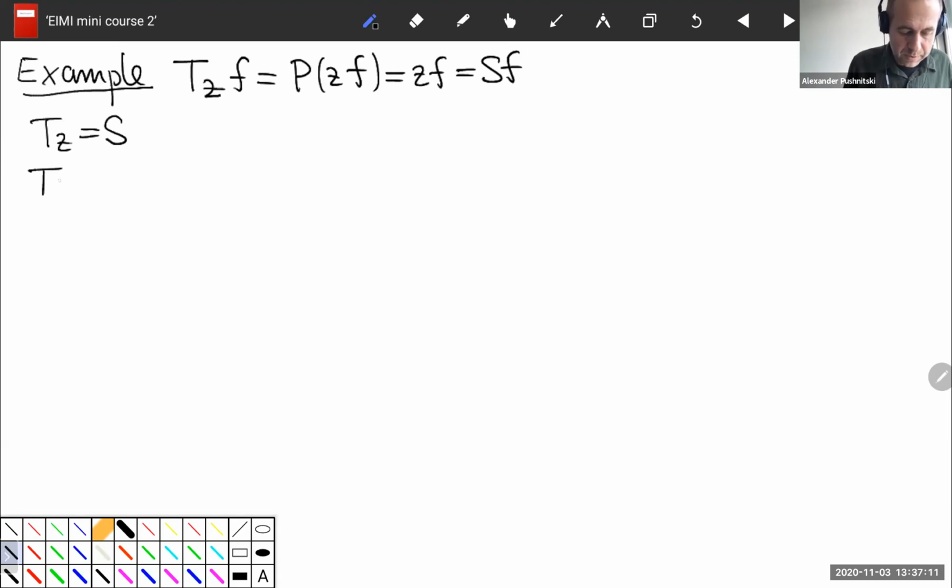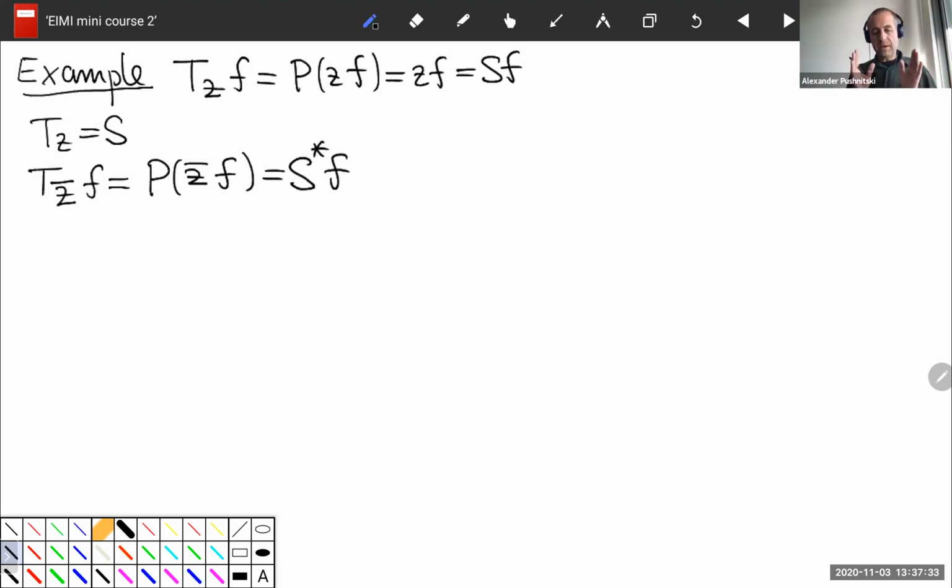So let's look at another one, T_z bar. So this is P of z bar F. And it's not difficult to see that this is exactly S star F, right? So z bar, if you think of this as an operation in L2 on the unit circle, it shifts everything to the left, and then P kills the zeroth element which appeared, which went below the line, which went to the left. Okay, so this is S star F. So we have these two nice examples, shift and backward shift.